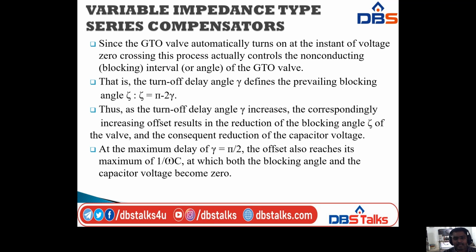Thus, as the turn-off delay angle gamma increases, the correspondingly increasing offset results in the reduction of the blocking angle zeta of the valve and the consequent reduction of the capacitor voltage. At the maximum delay of gamma equal to pi by 2, the offset also reaches its maximum of 1 by omega C, at which both the blocking angle and the capacitor voltage become 0. That is, zeta is 0 and Vc is equal to 0.